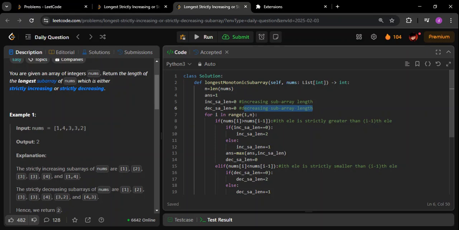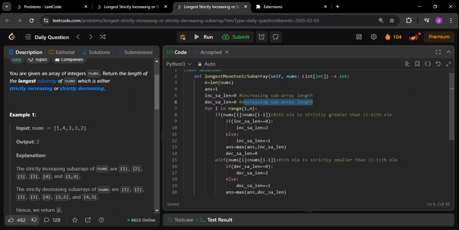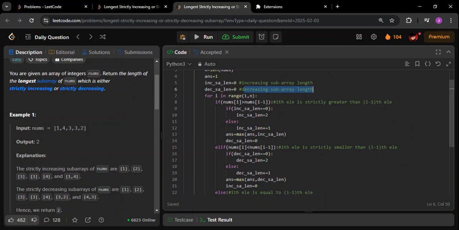Okay, as simple as that. Just the decreasing subarray length. Including the current element, what is the possible decreasing subarray length? You will get to know what it means, but just see the case here. I am starting from 1 till n minus 1. Remember, I'm starting from 1.